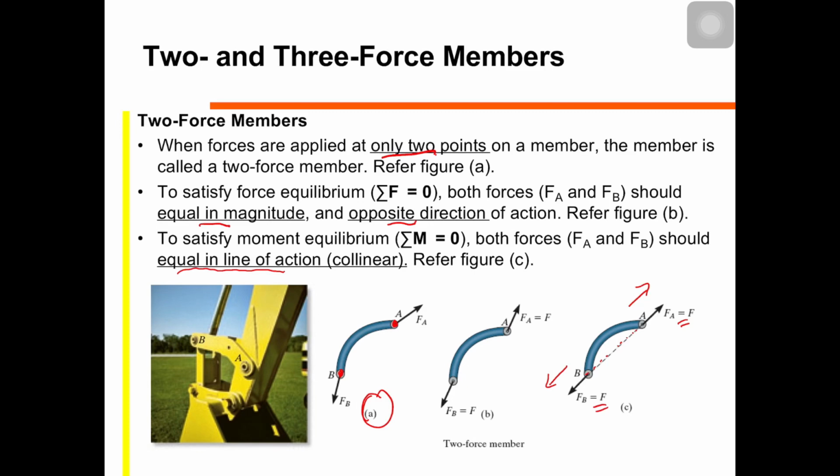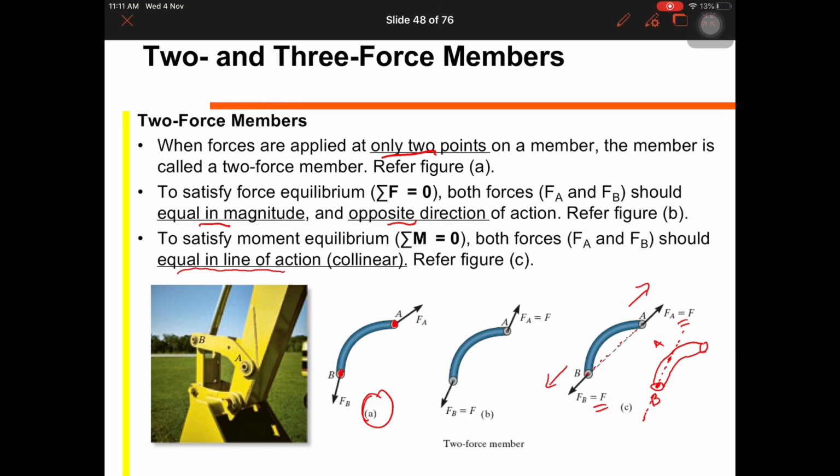Alright, if your member is like this, and it has two points, let's say this is point B and point A is here, then the line of action is here, so the force must take either this way or this way. It must be in opposite directions.